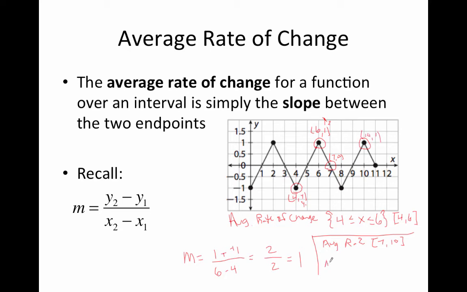We'll plug into our slope formula, y2 minus y1 over x2 minus x1. 1 minus 0 is 1. 10 minus 7 is 3. I can't reduce it anymore. So the average rate of change of this graph from 7 to 10 is 1/3. Okay? Question E in your book on page 17 asks about average rate of change with a different interval. Pause the video now and give that a try.